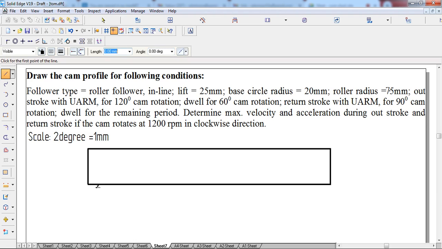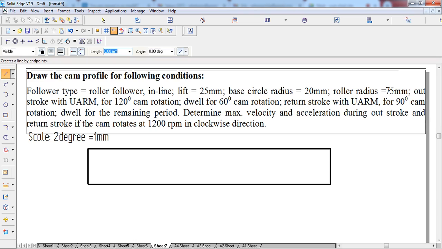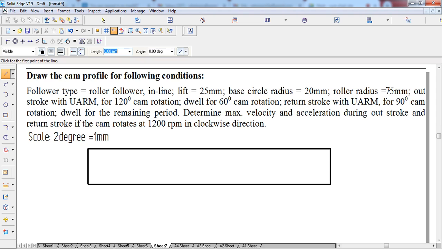Next I will divide the angles which are given. First is 120 degree rotation. From here I will take 120 degree rotation, and you have to divide it into 6 equal parts. So that will be 60 mm. After that we have a 60 degree dwell period. 60 degree dwell period means 30 mm, right?